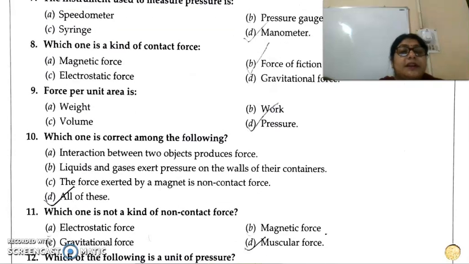Force per unit area is called pressure. Now which one is correct among the following? You can see there are 4 options. Interaction between two objects produces force, that is correct.